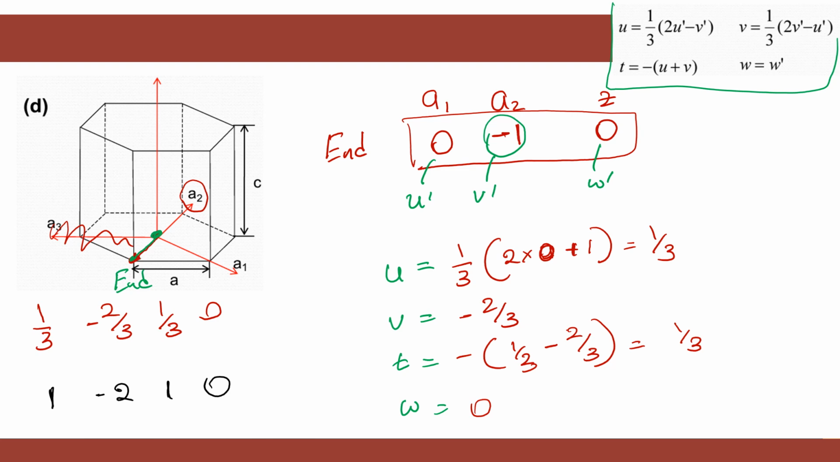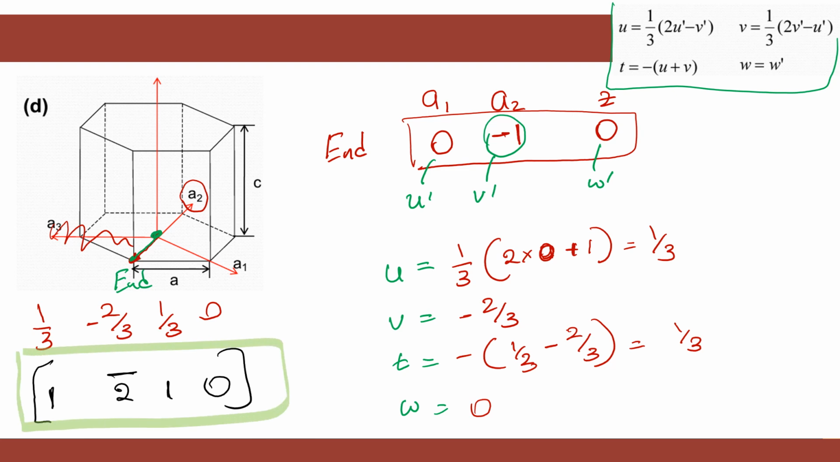So how do you write them? We can't keep negative in front of a number. We have to put it at the top. So this will be the direction. Are we good? Is this right? We're good? Any question?